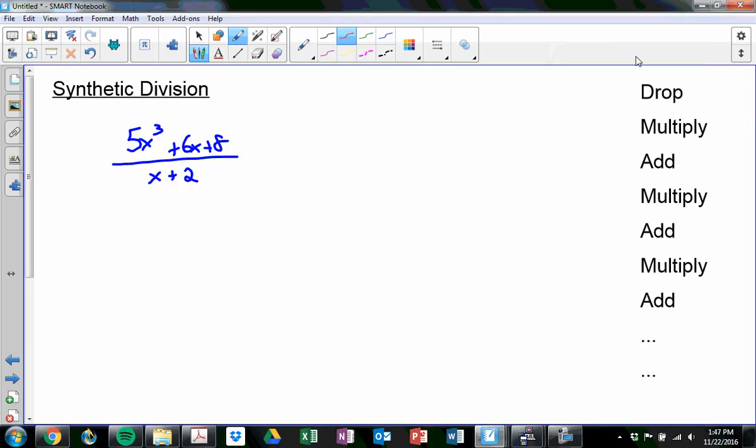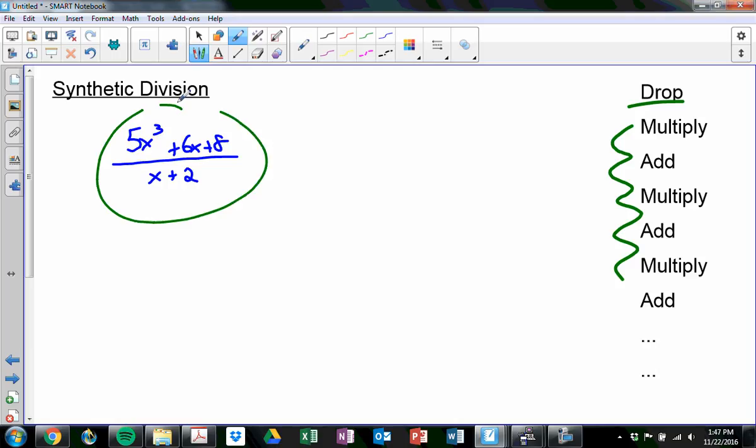Video on synthetic division, which basically has 3 steps to it. You drop down the first term, then you multiply, add, multiply, add, multiply, add over and over. So it's a way of doing long division without making it so long, basically. So I'm going to do this problem here using synthetic division.